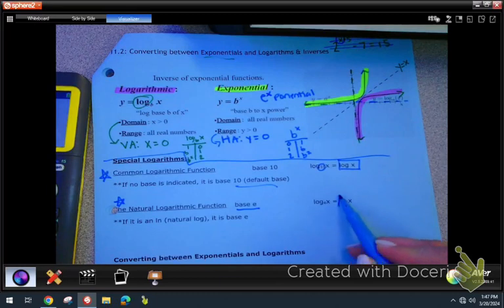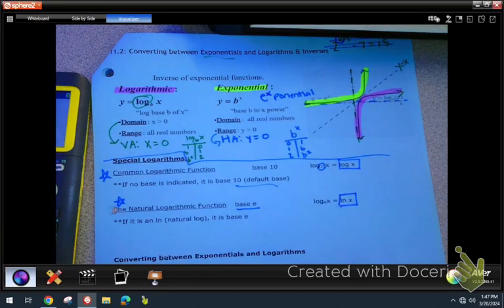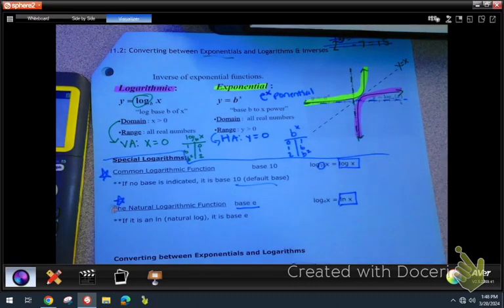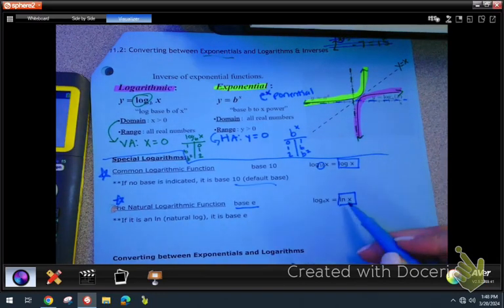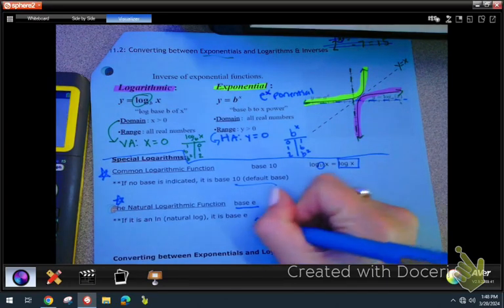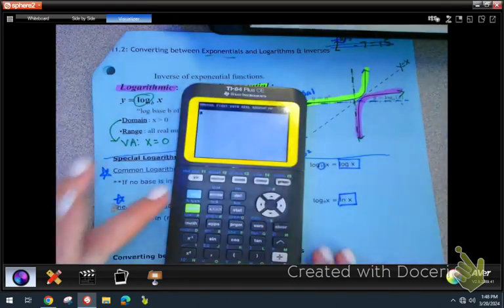So if you see this, and it's kind of weird because it's natural log, but it goes LN. Yeah, I don't know why. Again, this is older than me. I didn't make it up. But that implies that the base is e. Now, e is a number, okay? And it is on your calculator.